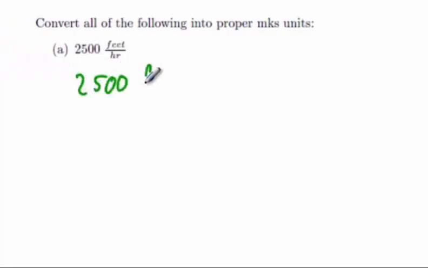Let's begin. Starting with 2,500 feet per hour, we recognize that this expression has two problems with its units. The feet should be meters and the hours should be seconds. So we begin with the feet. The feet is in English units, and to convert to metric, the number that I remember most conveniently is that 1 inch is equal to 2.54 centimeters. So for that reason, I'm going to attempt to go from feet to inches, inches to centimeters, and then finally centimeters to meters. And that will take care of the feet unit.